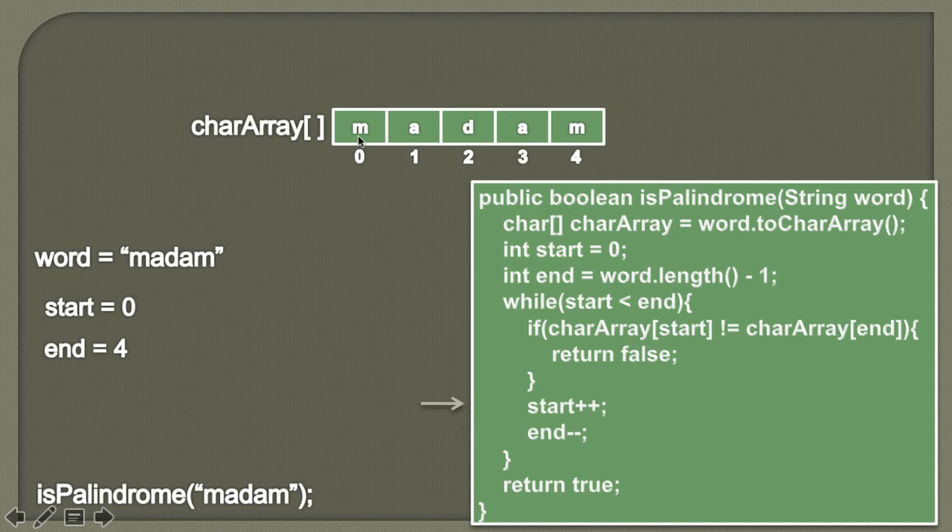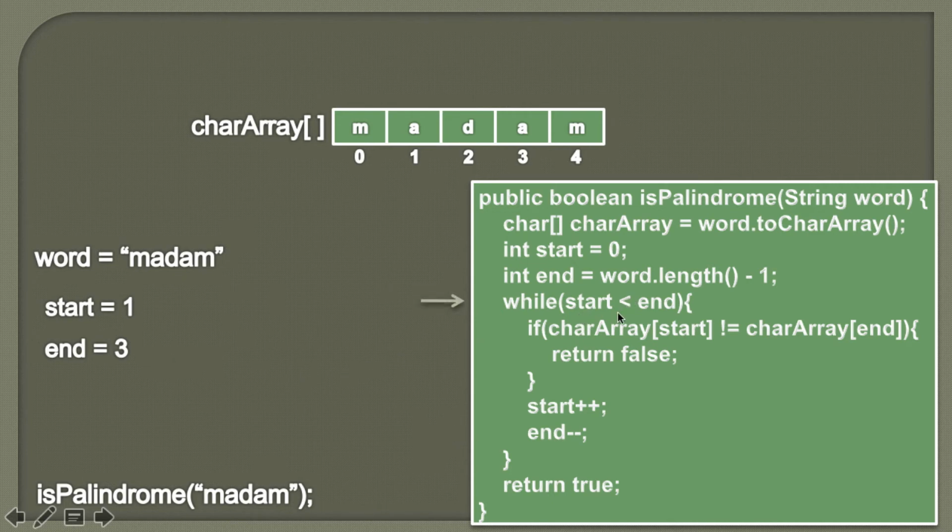So we have compared the first and the last character. Now we'll proceed ahead to compare the second character with the second last character. For that, we need to increment start and decrement end by 1. So here we'll increment start by 1, so start will become 1, and then we will decrement end by 1, so end becomes 3.